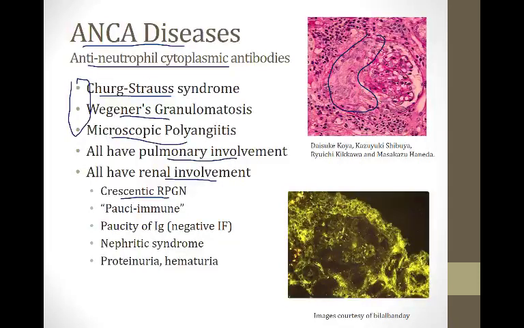In addition, if you do immunofluorescence staining in crescentic GN in the ANCA diseases, what you will see is pauci-immune findings. This means there is a paucity of immunoglobulins, or in other words, a lack of immunoglobulins, so that the immunofluorescence staining is negative. So if you stain for antibodies and they are present, the glomeruli will light up. But in the ANCA diseases, the glomeruli look black, like this one on the screen right here. And the reason it looks black is because it's not lighting up for the presence of any immunoglobulins. In addition, all 3 of these disorders cause the nephritic syndrome, so patients can present with proteinuria and hematuria and all the elements of the nephritic syndrome.